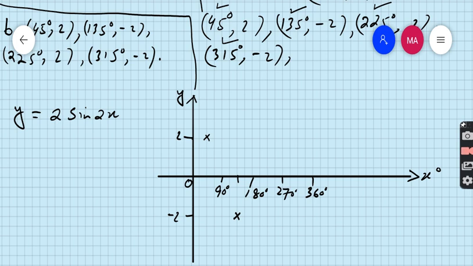The third one is 225 and 2. So this point, 180 plus 45 is 225, which is 2. This one, and lastly 315, minus 2, so 270 plus 45. This one is minus 2. And one point I am taking, x is equals to 0 degree. So if you find sine 2 into 0 from your calculator, you will get 0. So one coordinate I am taking is (0, 0). This one at x 0, y 0. Now plot these points.